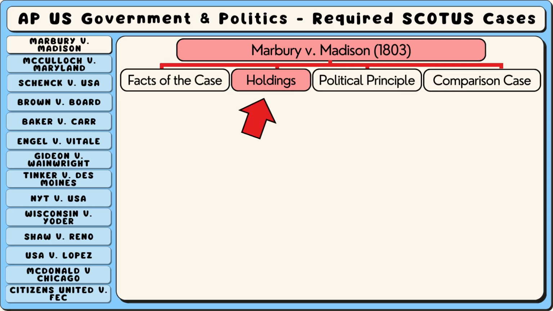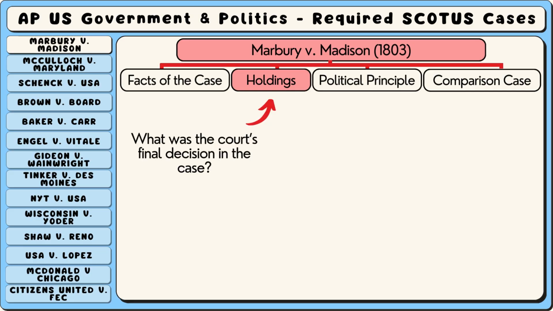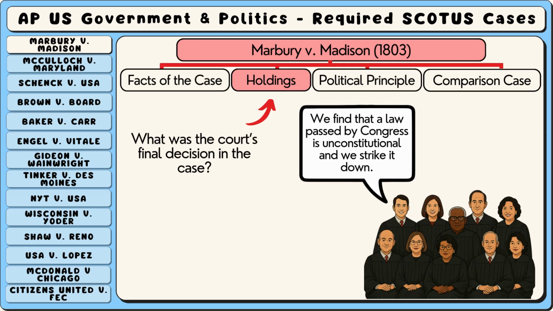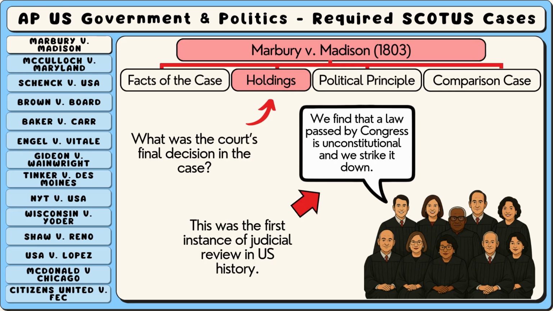Remember, for the exam, you need to be able to explain the court's overall holding, which means what the court's final decision was on the case. Essentially, the court's holding was that a law passed by Congress was unconstitutional, meaning it contradicted the Constitution, and therefore it was to be struck down. This was the first instance of judicial review. That's the most important thing you need to know about this case.